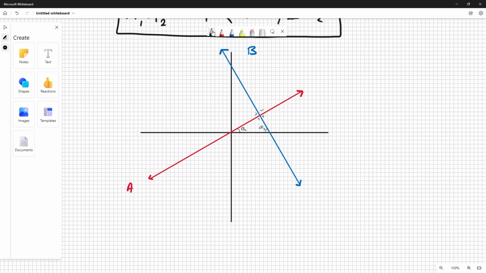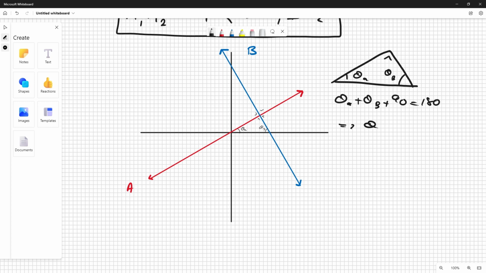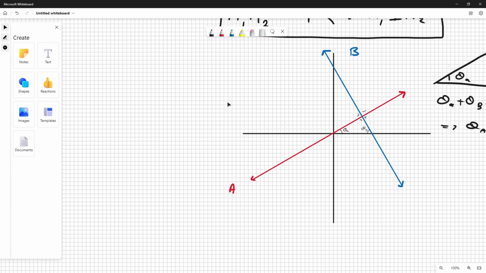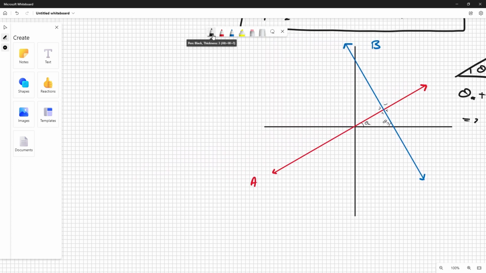Okay, so we've had this situation here. Since we have a right angle triangle that looks a bit like this, with theta A here and theta B here, we know that theta A plus theta B plus this angle here, 90, equals 180. Which implies theta A plus theta B is 90 degrees. So that's straightforward enough.